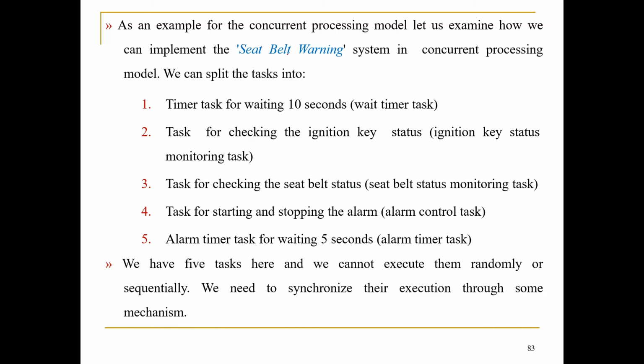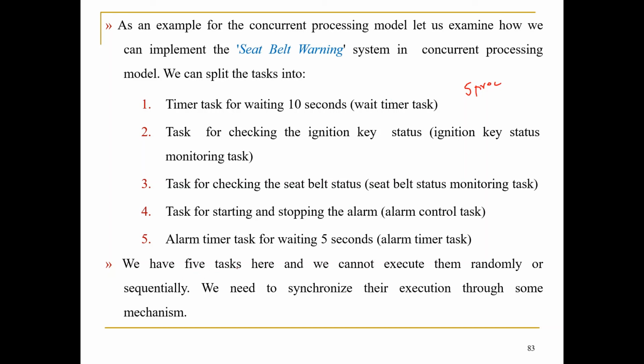If you take the example of a seat belt, the same example has been taken here. We can split up the tasks into a timer task for waiting 10 seconds, a task for checking the ignition key, as I said to you, a task for checking the seat belt status, a task for starting and stopping the alarm, and an alarm timer task for waiting 5 seconds. So all these tasks are done by a single person. Always what I should have done is I should have taken 5 processors and every processor would be doing this particular task. Whereas in case of your concurrent communication model, you take a single processor and the single processor is going to handle all these tasks.